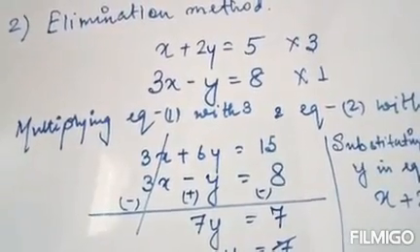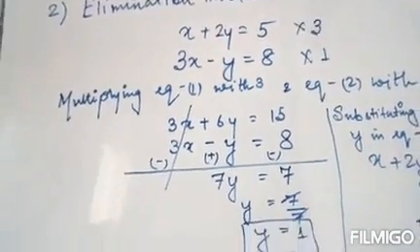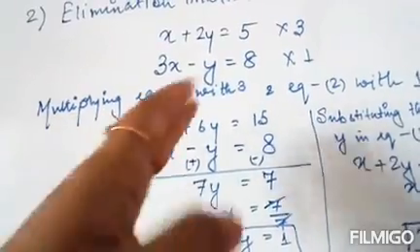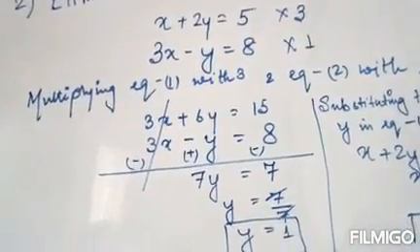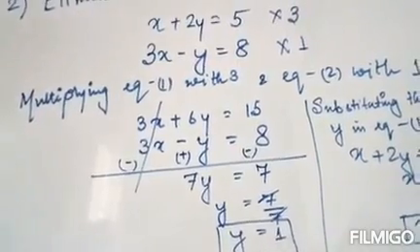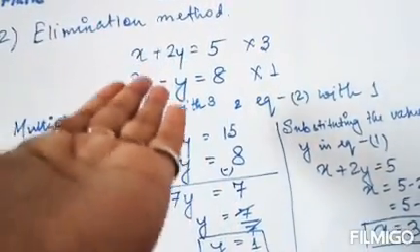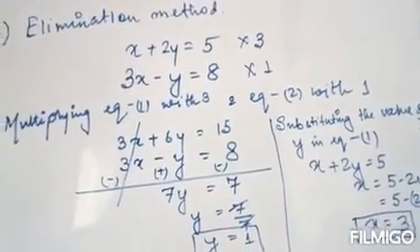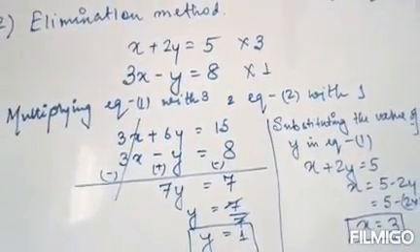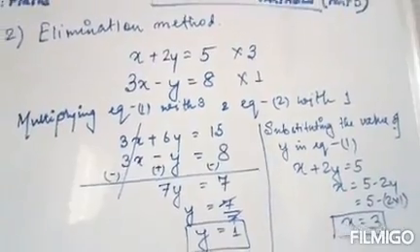Because our aim is to subtract, and after subtracting, one variable will be eliminated, and from there you will get another variable's value. That value you are going to substitute in any of the equations, and hence we will get the value of the first variable.